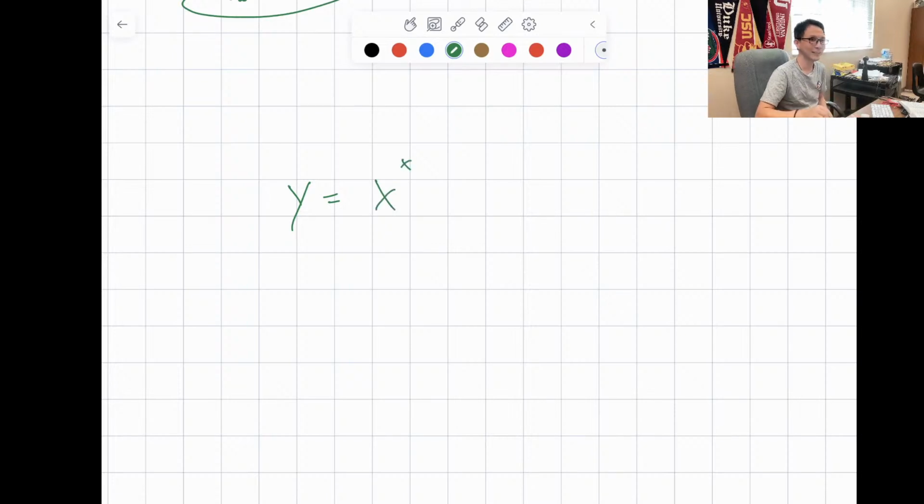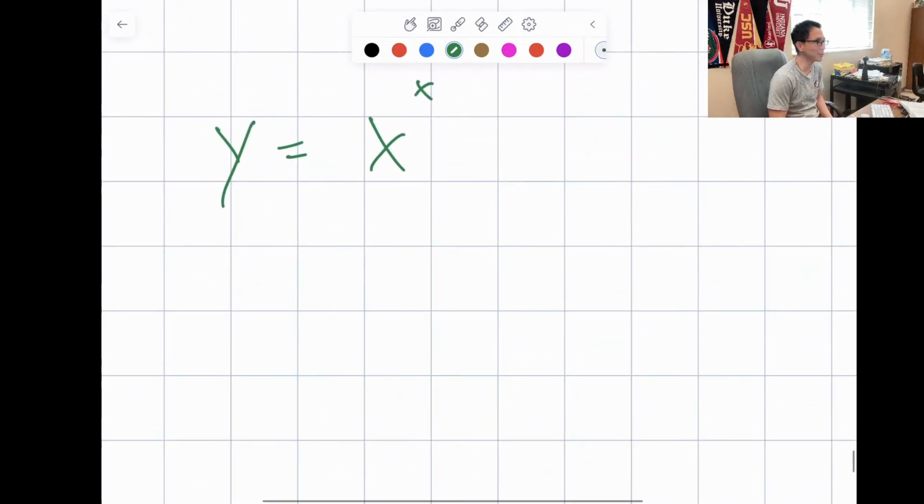Okay. Take a derivative of this. Y equal to x to the x power. Y equal to x to the x power. This is also on your test. Find the derivative. Yes, it's easy.